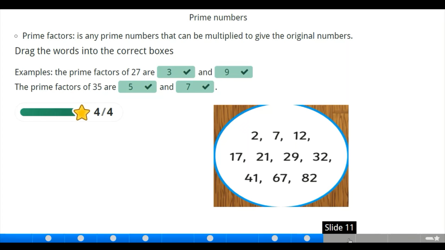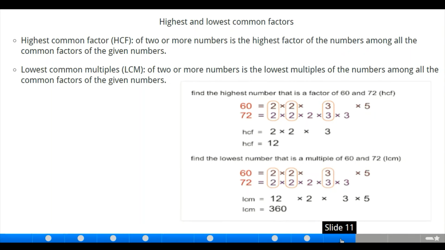Okay, so that leads us to the next slide, which is highest and lowest common multiple. So we have made mention of factors, we have made mention of multiples earlier on. So we want to look at the highest common factor and lowest common multiple. Now, the highest common factor of 2 or more numbers is the highest of all the common factors of the given numbers. So if you have given numbers, you look for their common factors. The highest common factor within the 2 or 3 given numbers is what we refer to as HCF, which is highest common factor.